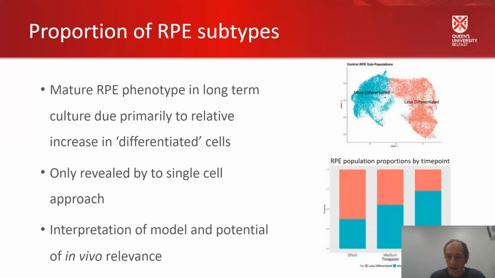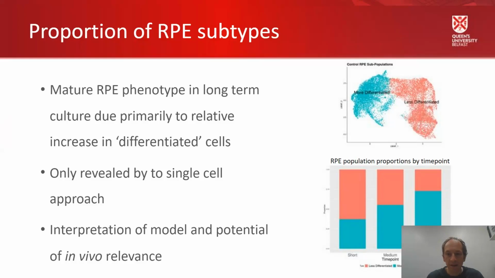So if you look at the graph in the bottom right-hand corner, we're going from the shortest time point of a couple of weeks up to the longer time points up to 5 months. And you can see that the proportion of more differentiated cells increases with time. So it seems that the more mature phenotype that we generate with long-term culture is not so much that all the cells become gradually more mature, it's that there's a greater proportion of the more mature subtype. So this now allows us to interpret the experiments using this model more effectively.